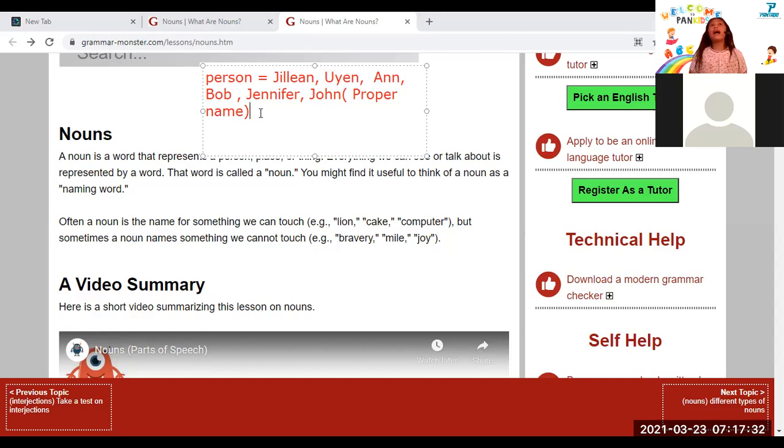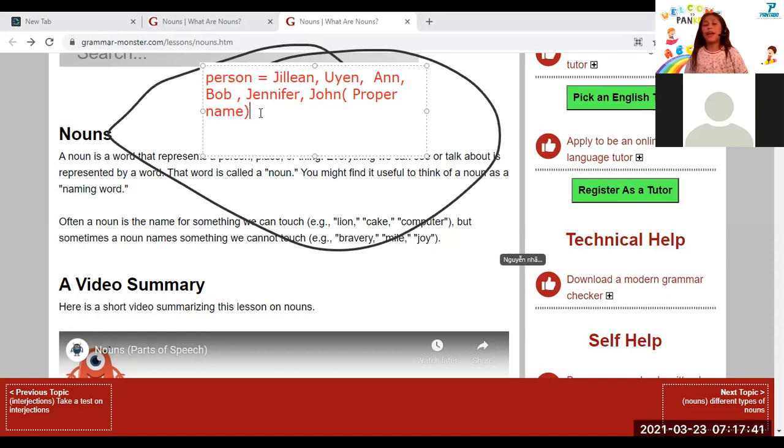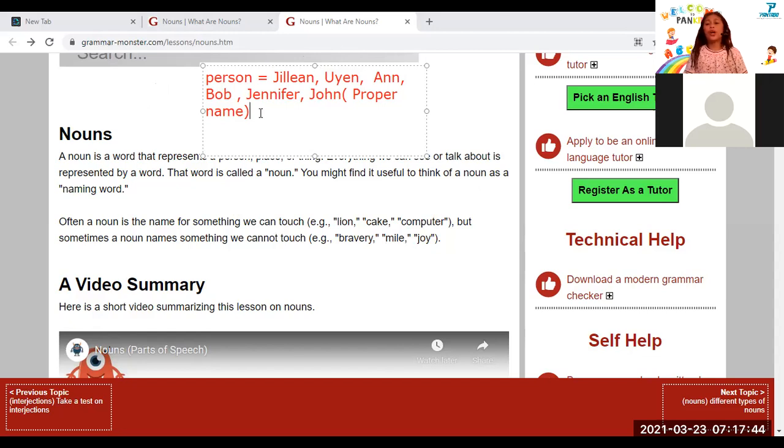Okay, do you understand? Let us make this slowly, one by one. Do you understand, Uyen? Do you understand, teacher? Yeah, the name is like... Okay, look at here. So, yes, this is a proper noun. Why is it a proper noun, teacher Anne?